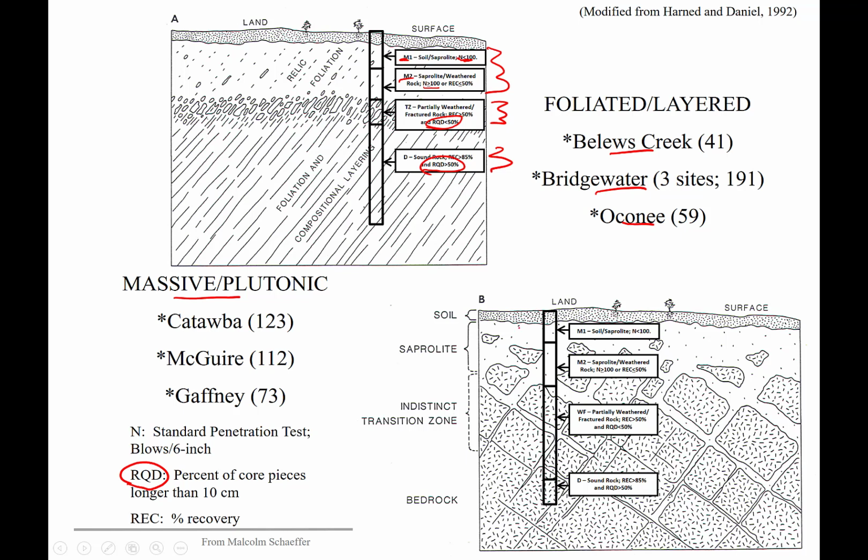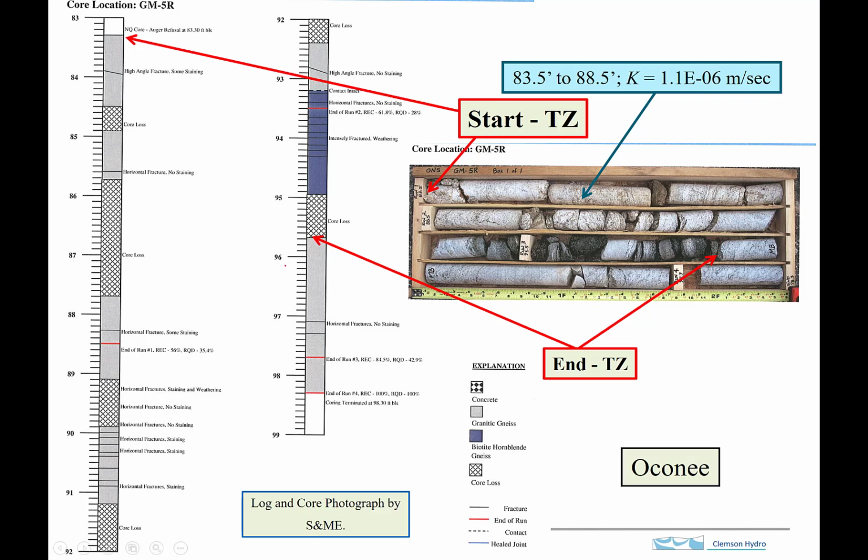And what this allowed Malcolm to do, well, so here's an example. This is a transition zone that is between 83 feet and 95 feet. And what we're seeing here on the left-hand side is the log that was generated from this core hole. You can see that there's places where the core was not recovered, core loss, and then places here where there was core, and some descriptions of the core, along with the recovery percent and the RQD, the rock quality designation.